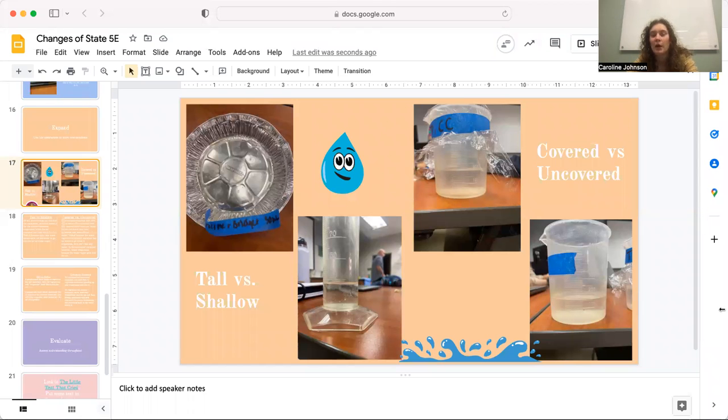Evaporation is the process where liquid turns into gas. Evaporation is caused by a change in heat. When water molecules heat up, they move faster and faster and turn into water vapor.